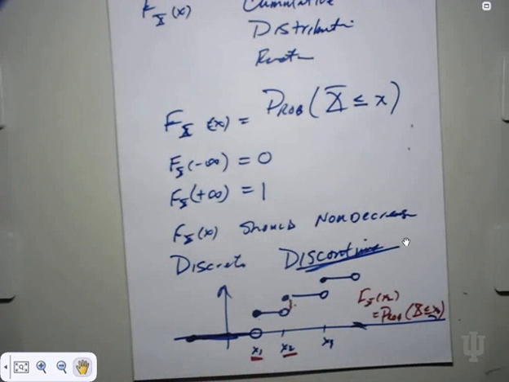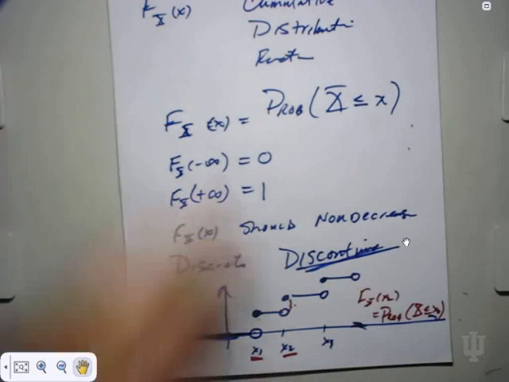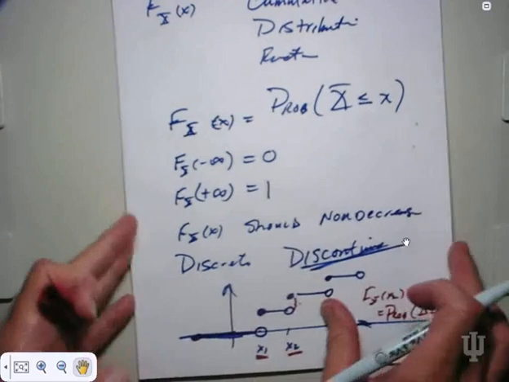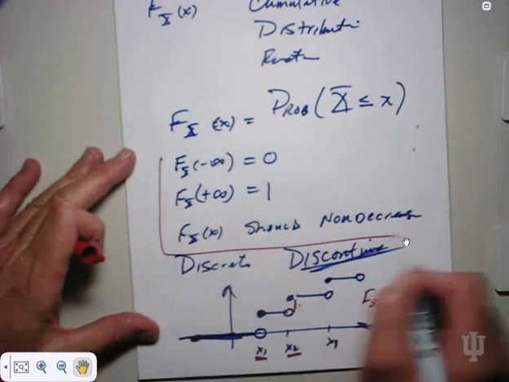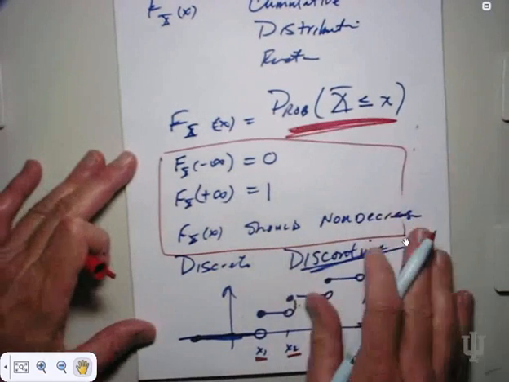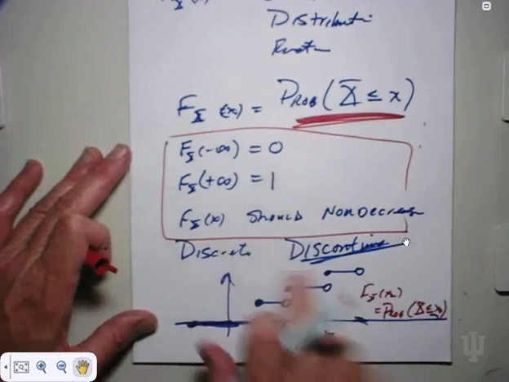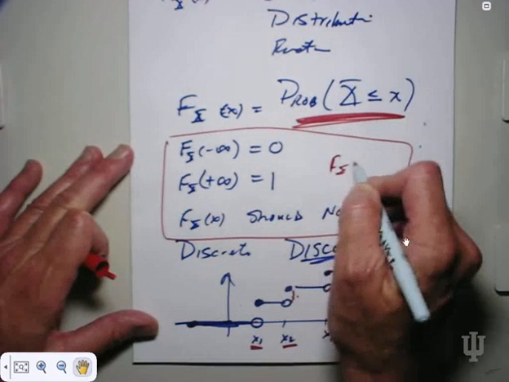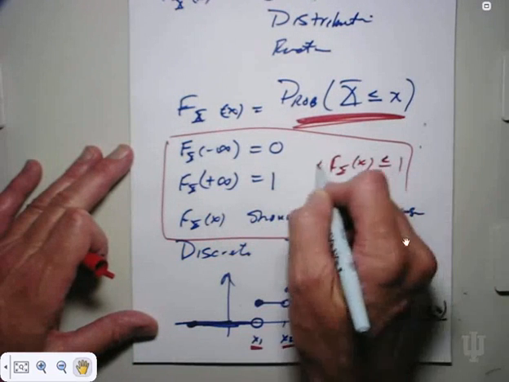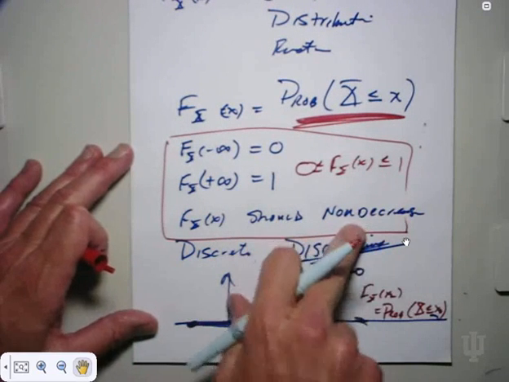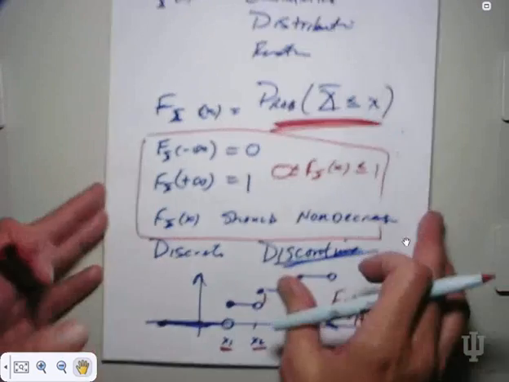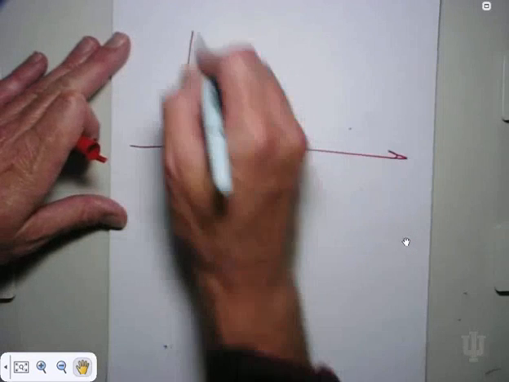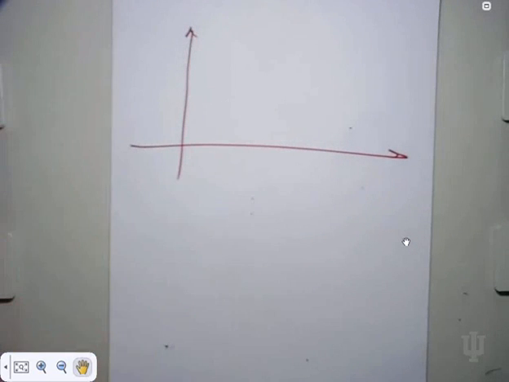Okay? Now, the next case we're going to consider is what if the cumulative distribution function was a continuous function? So what would that mean? It still would have to satisfy these properties, because it's still the cumulative distribution function. Fx of x must be between 0 and 1, always. And it should never be decreasing. So what could it look like? It could look like this. It could look like this.